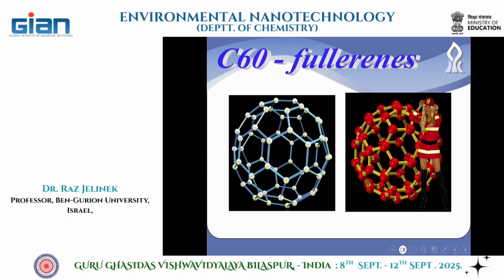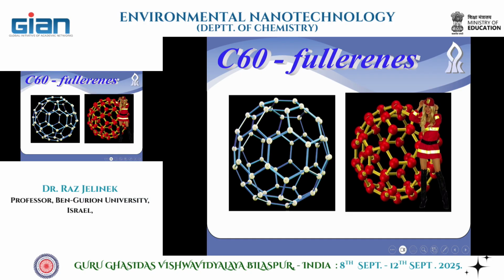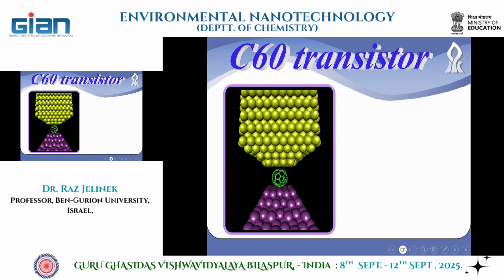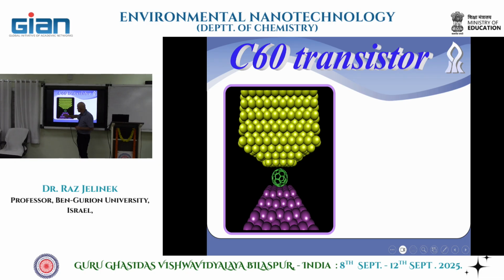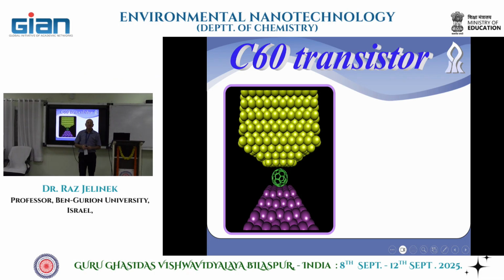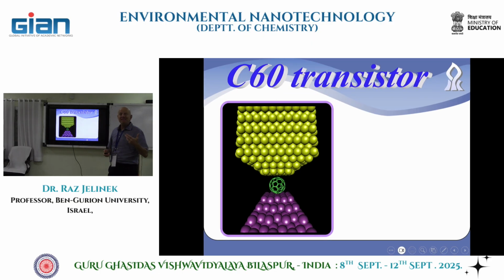This is a nano football made of just carbon. Pure carbon organized in a very symmetrical way. Very interesting chemical and physical properties of this nanostructure, which is called fullerene. For example, you can use fullerene and make a transistor. This is the fullerene. This is one electrode, two electrode. When the fullerene is there, you can get different currents going through. This is a transistor.